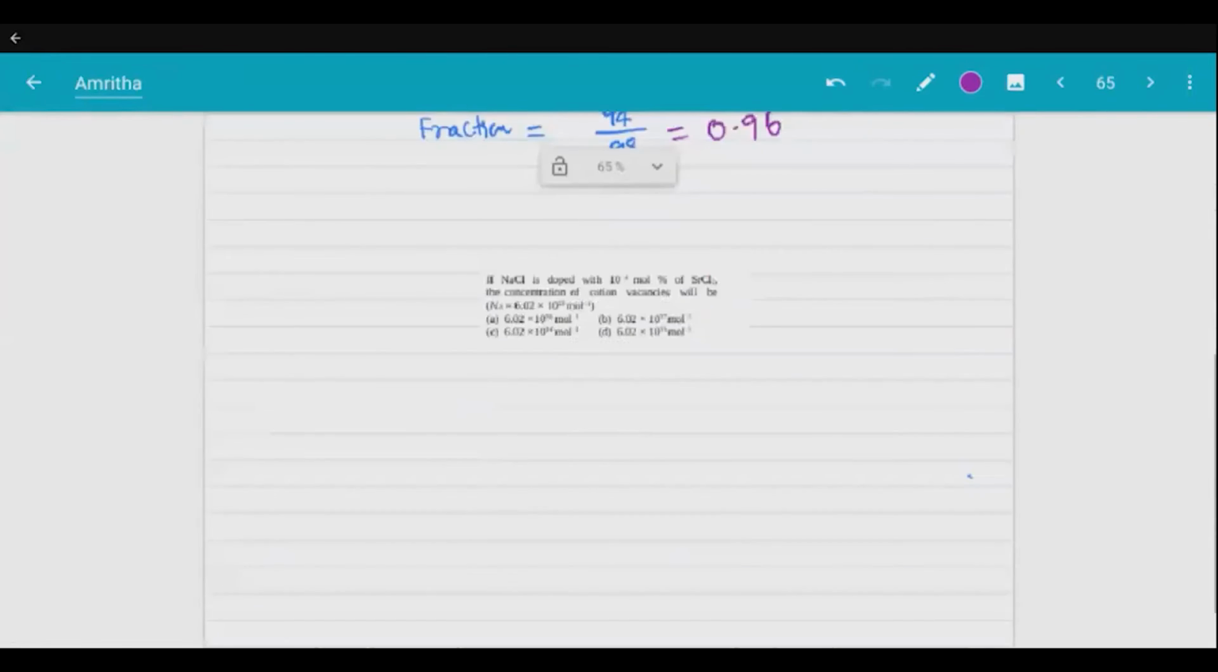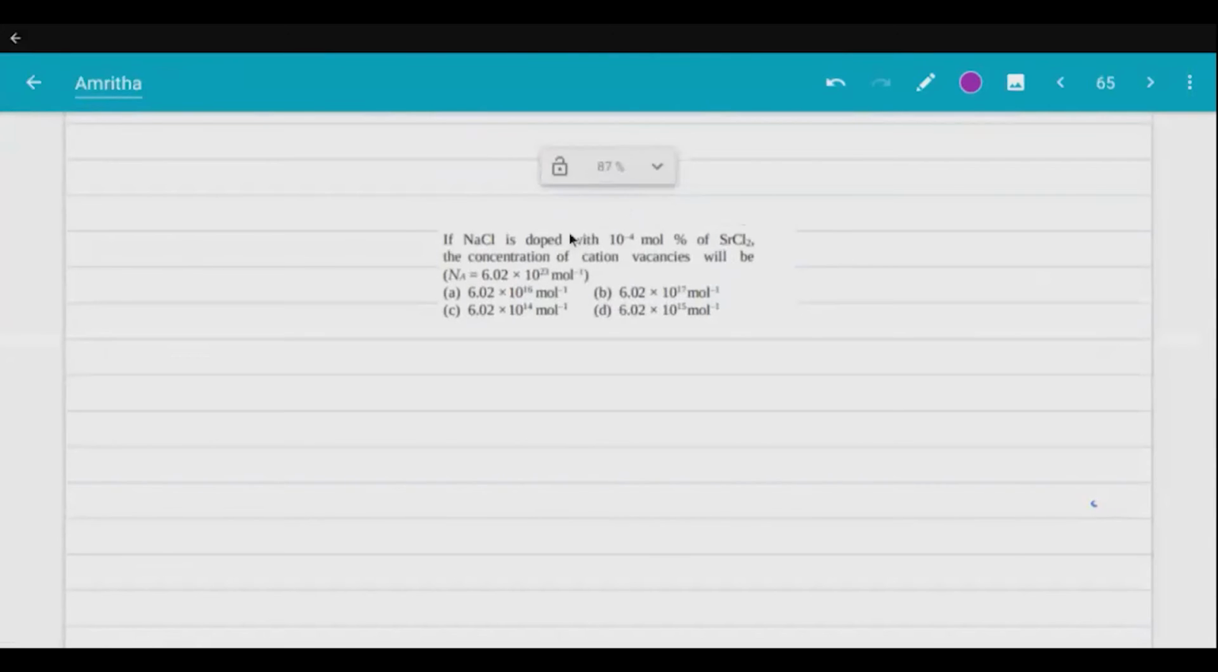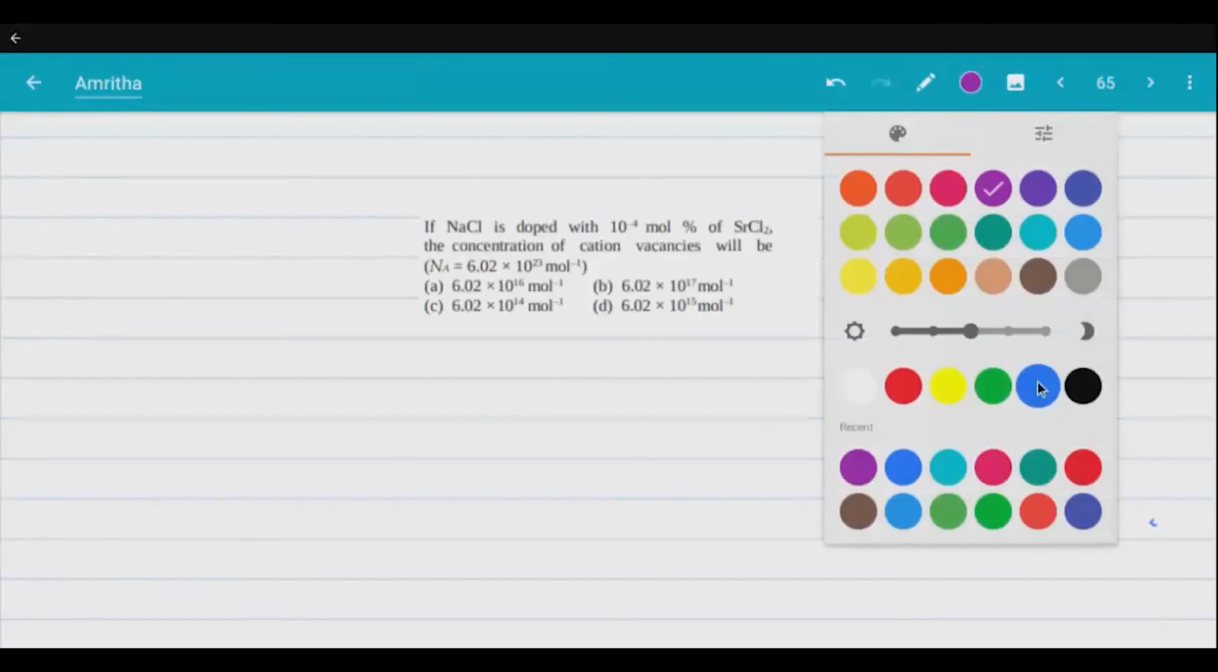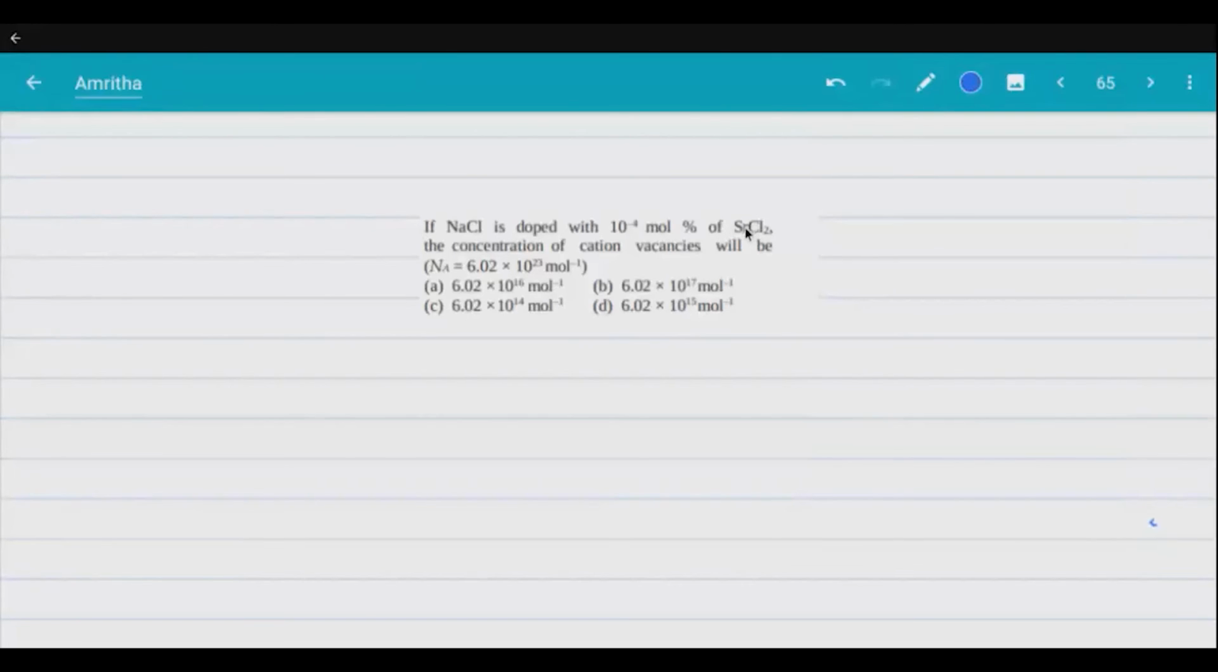Fine. Now, one more interesting question here. If NaCl is doped with 10 power minus 4 mole percentage SrCl2, what is the concentration of cationic vacancies? What does that mean? Doping means what? Do you know what doping is? Doping means addition of impurity. Yes, adding impurity is doping. Exactly, so we are adding an impurity, SrCl2.